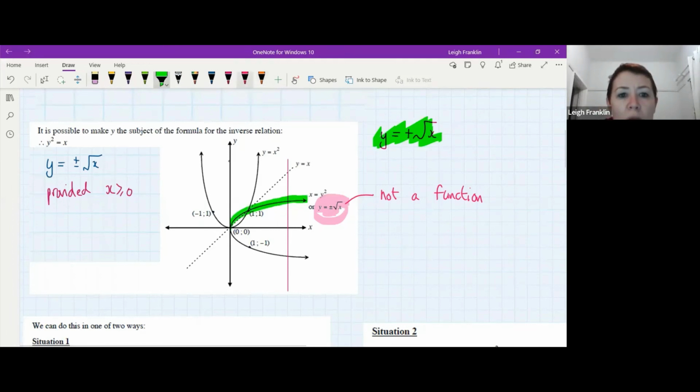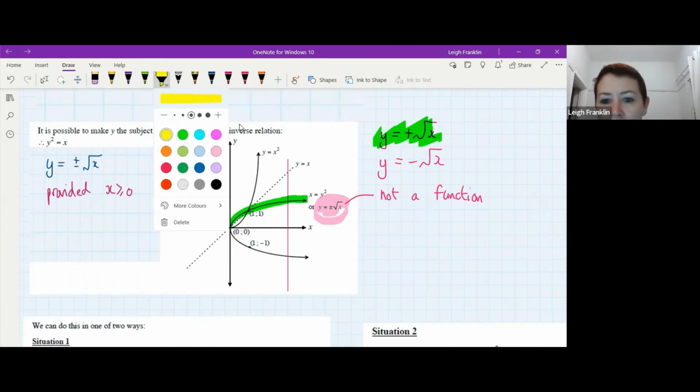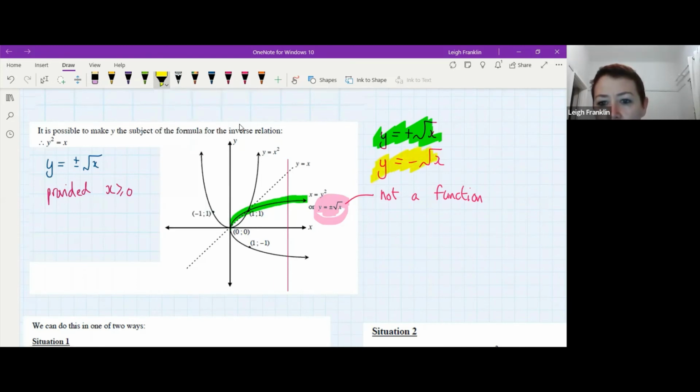If we are talking about y equals minus root x, let's highlight that in a different color. Let's go with bright yellow. We are talking about that arm over there. Okay, so that's why it's plus minus root x.